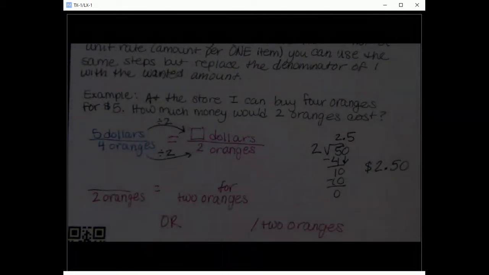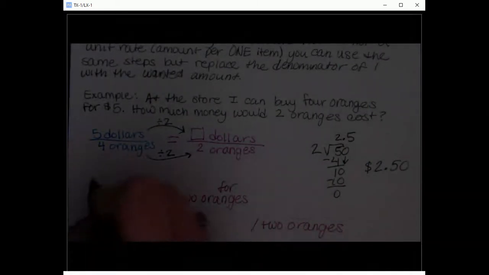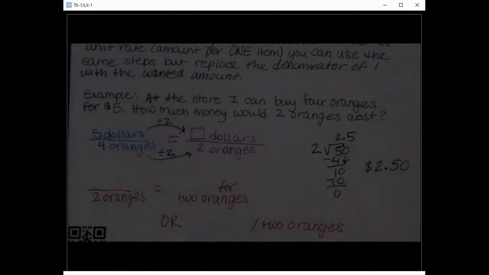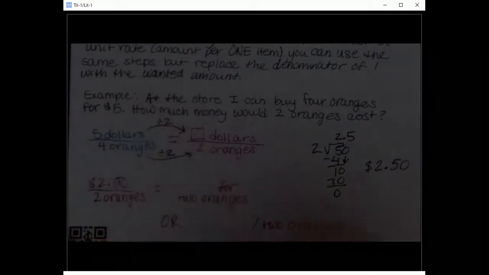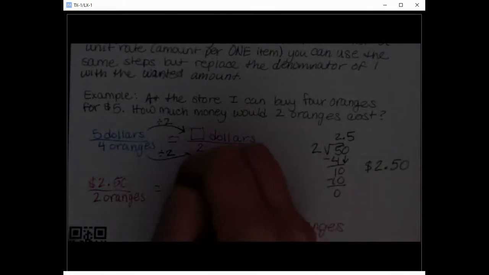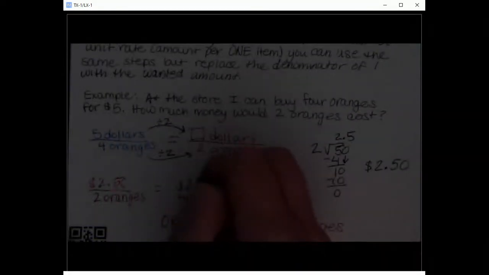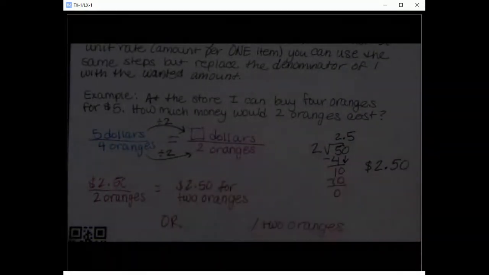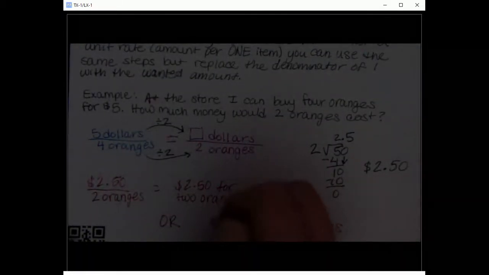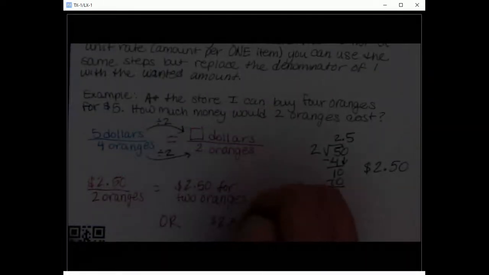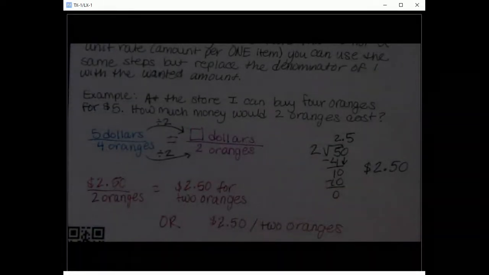And then our last and final step, the same steps that we were following before, is to write your answer in the proper form. We know that it costs $2.50 for 2 oranges. We can also write it literally exactly as I said. Or you can use that backslash again so that $2 and 50 cents per 2 oranges.